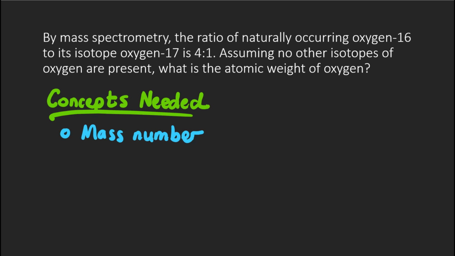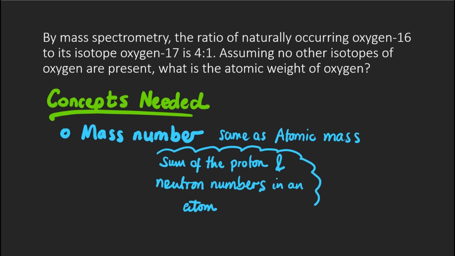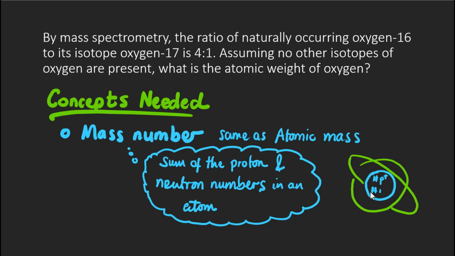The mass number is the same as the atomic mass, and this here is defined as the sum of the number of protons and neutrons in a nucleus of an atom, which is the majority of the atom's mass and where it is concentrated.